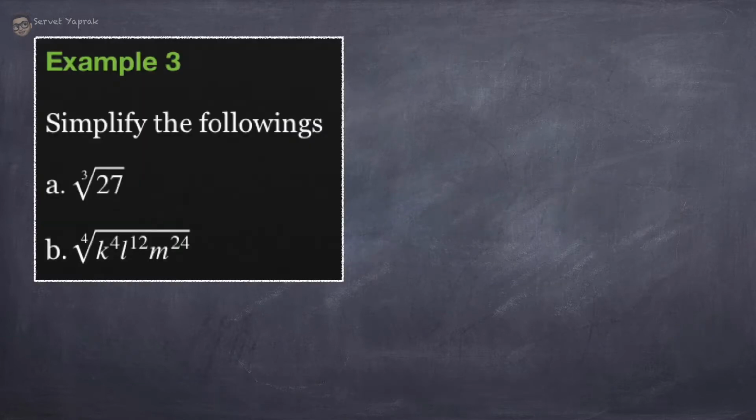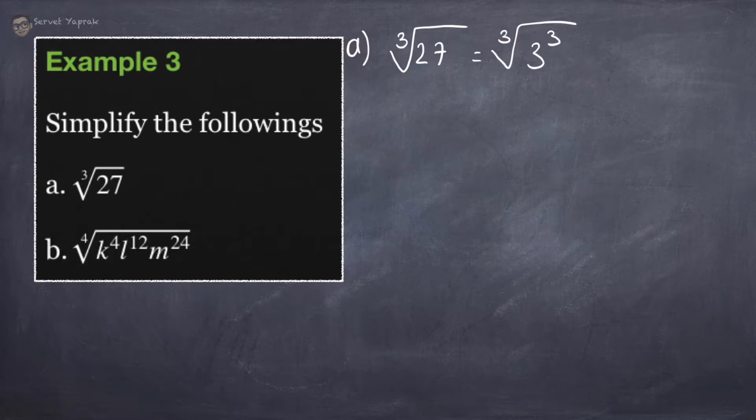Example, simplify the following. In part A we have cube root of 27. So we can simplify this expression by writing 27 as a power of 3. So we can write cube root of 3 cubed. Now we can convert this into a fractional power. So we have 3 to the power of 3 over 3, and our result will be 3.